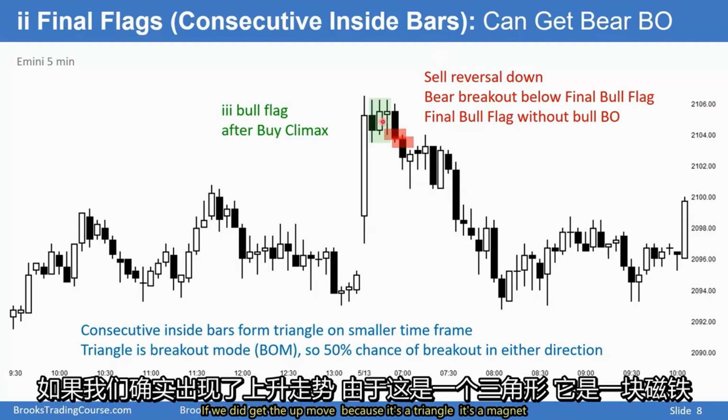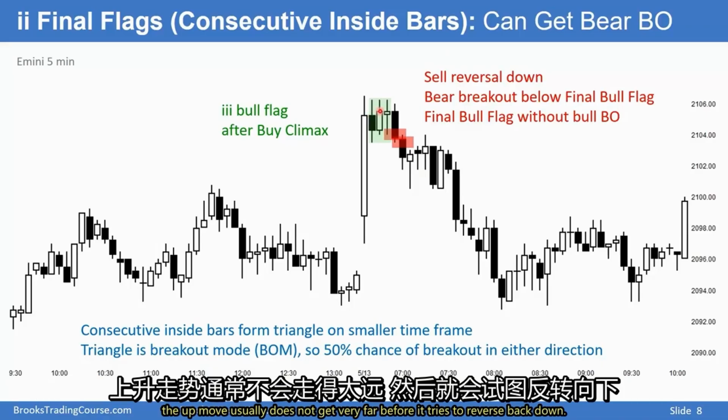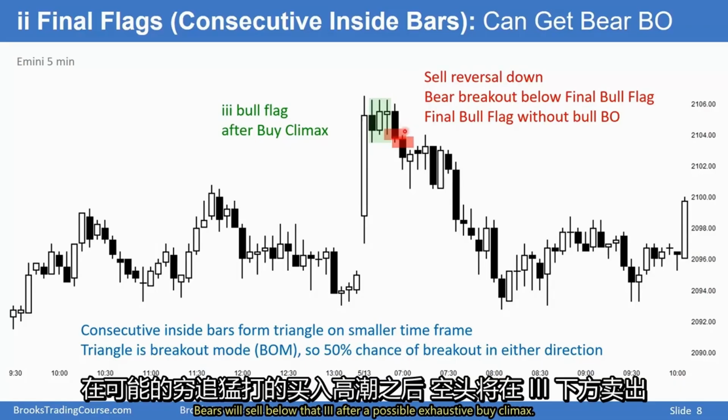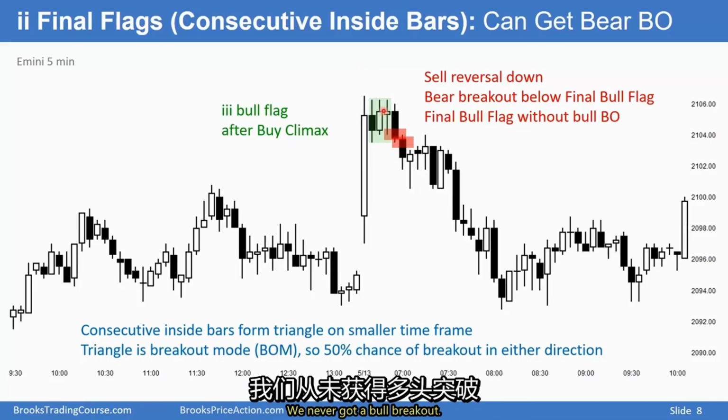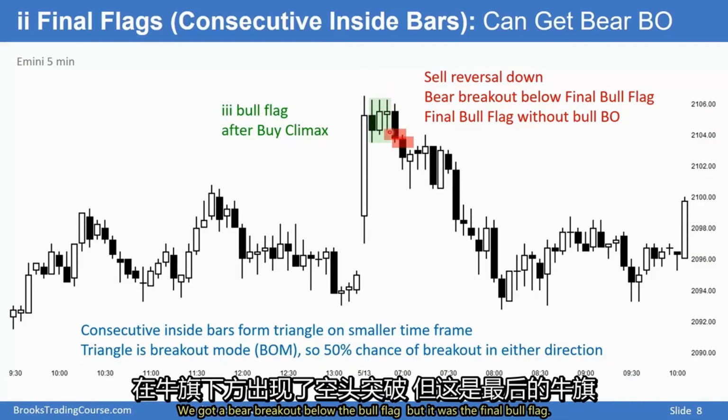If we did get the up move, because it's a triangle, it's a magnet, the up move usually does not get very far before it tries to reverse back down. Bears will sell below that II after a possible exhaustive buy climax. This is an II potential final bull flag. It was the final bull flag. We never got a bull breakout. We got a bear breakout below the bull flag, but it was the final bull flag.